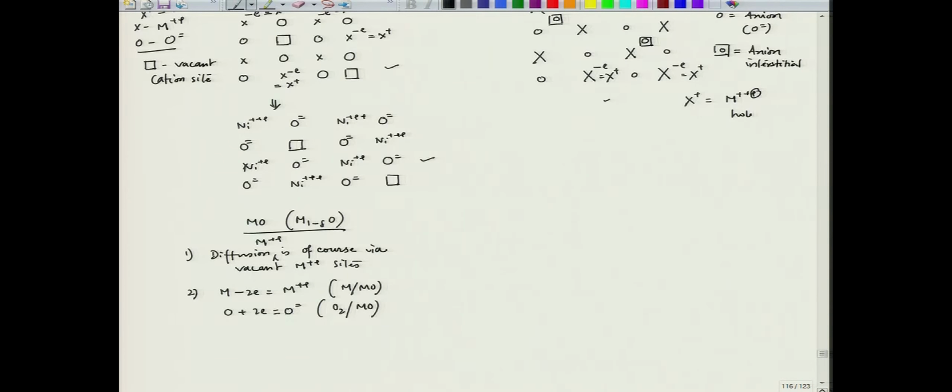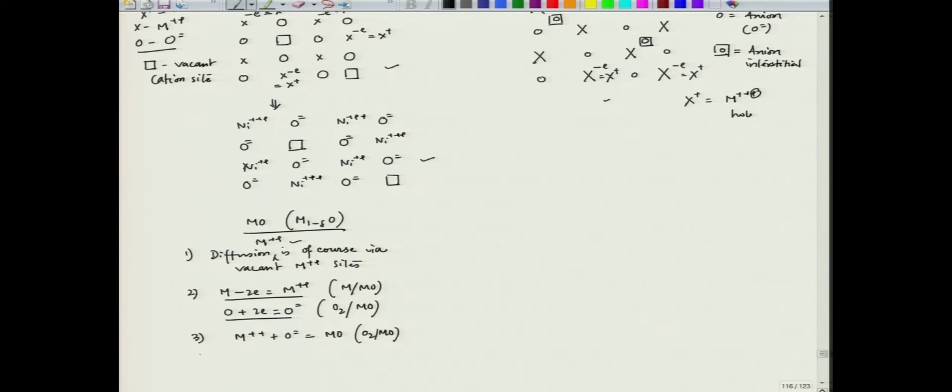Now, this is the cathodic reaction, this is the anodic reaction. Now we have to see which species would migrate. Since we have seen that the metal cation would migrate from the inner surface to the outer surface, that means from the metal metal oxide interface to the oxygen metal oxide interface, the combination reaction would happen on the oxygen metal oxide interface.